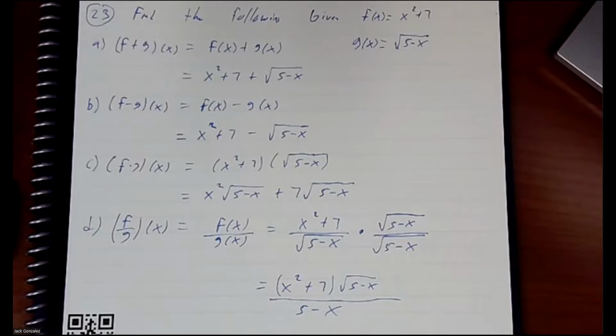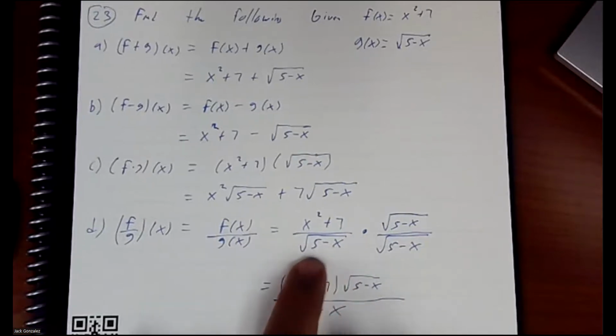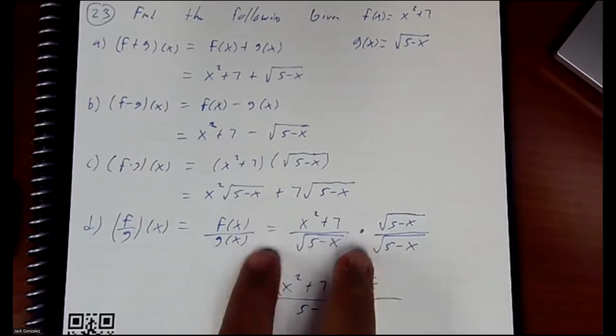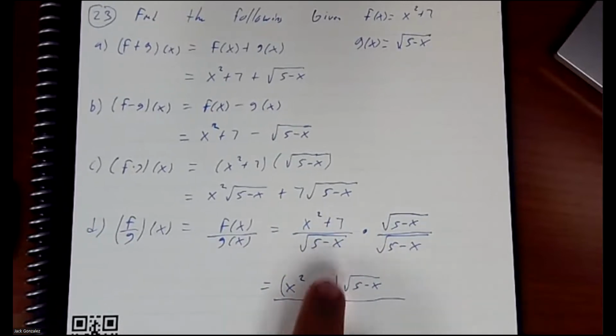So, question, when are we supposed to multiply by the conjugate and when do we multiply by the same? If you have two terms on the bottom, like if you had 7 plus the square root of 5 minus x, then you have to do the conjugate. But this is a single term, so you don't have to.